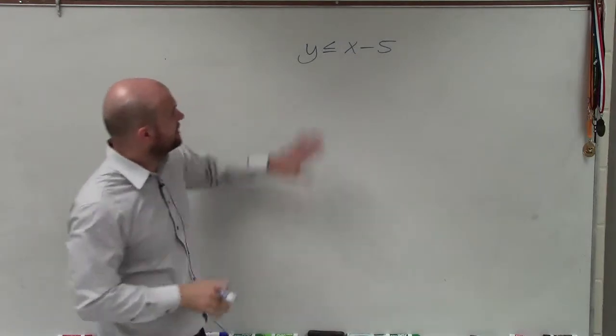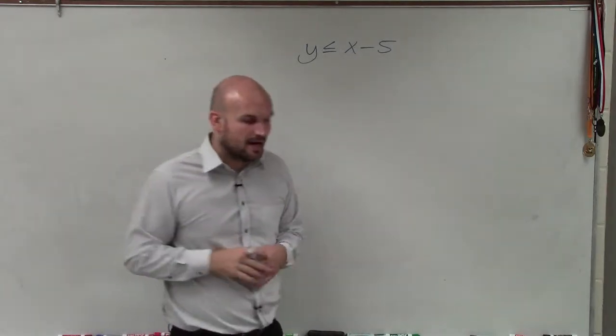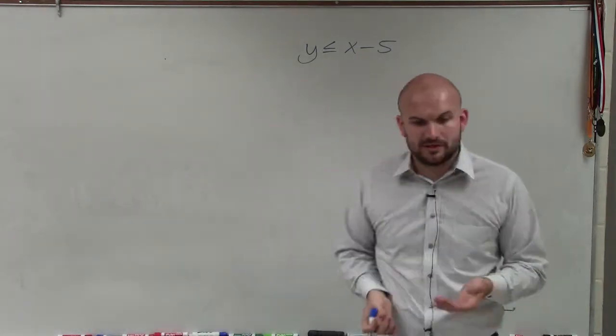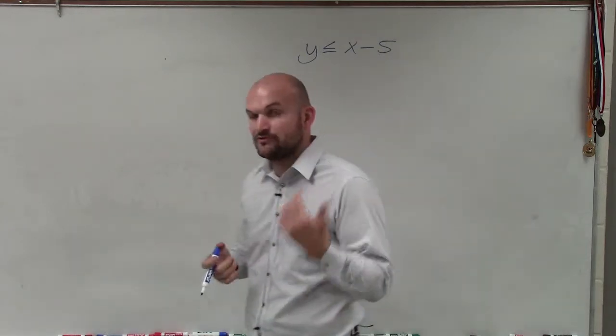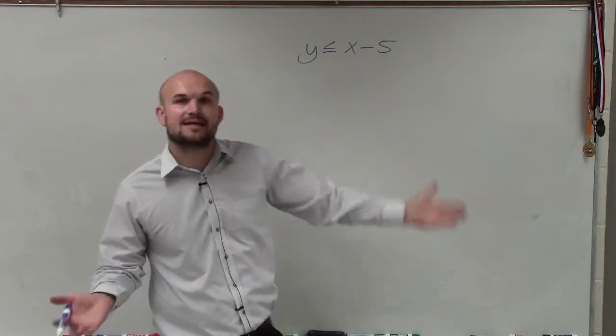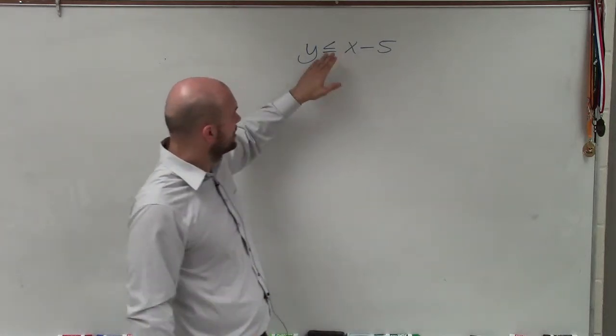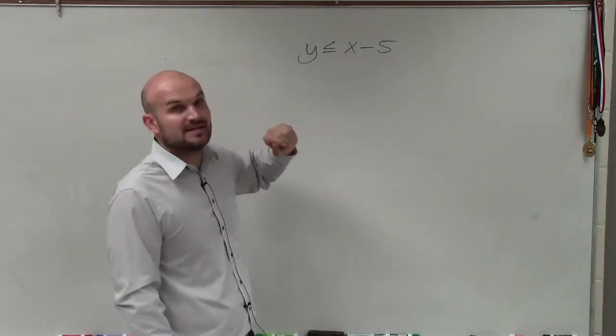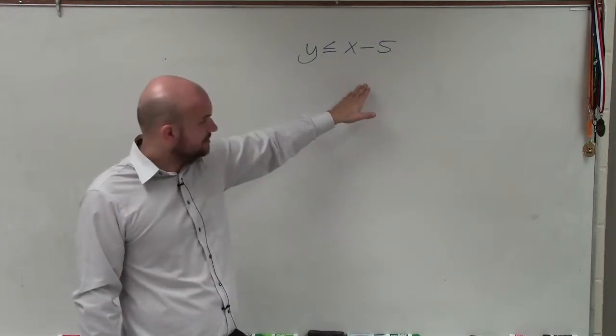Welcome, ladies and gentlemen. So what I'd like to do is show you how to graph this linear inequality. And when graphing a linear inequality, one of the main important things we want to do first is to be able to identify if we're dealing with a dashed or a solid line. So since we have our equation y is less than or equal to x minus 5, we know that this is going to be a solid line.